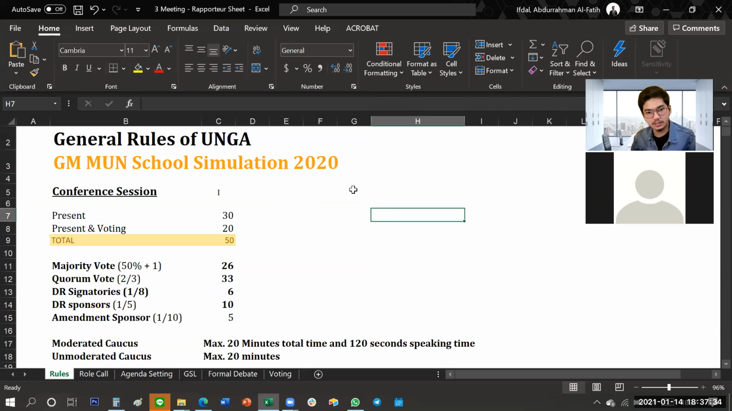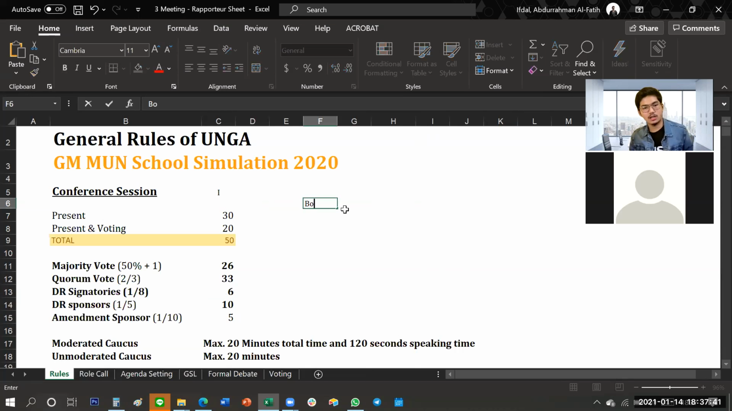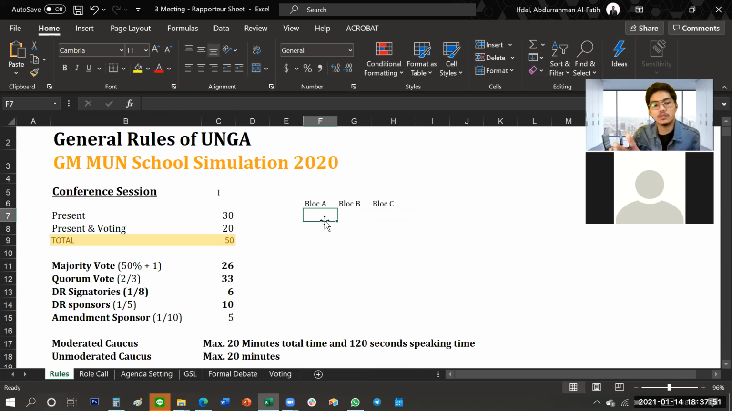For example, there are 3 blocks. Let's make a small calculation based on this one. For example, block A, then we have block B, and then we have block C. In total there are 50 delegates, with 30 present and 20 present and voting.